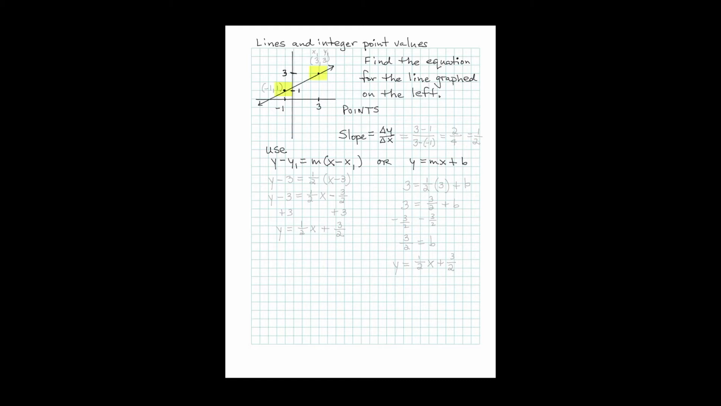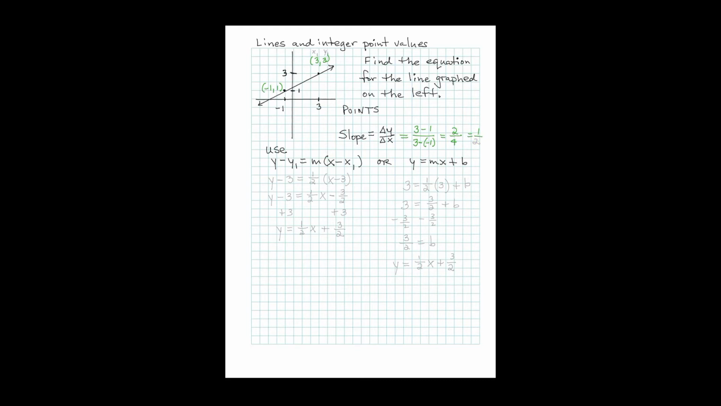On this problem, you can see that the points (3, 3) and (-1, 1) are both on the graph of this line. I'm going to use those to find slope. So I'm finding the change in y. So I'm taking 3 minus 1, and I'm going to divide that by the change in the x's. So that's 3 minus negative 1. That gives me 2 over 4, which is 1/2. So that's the slope that we're working with.